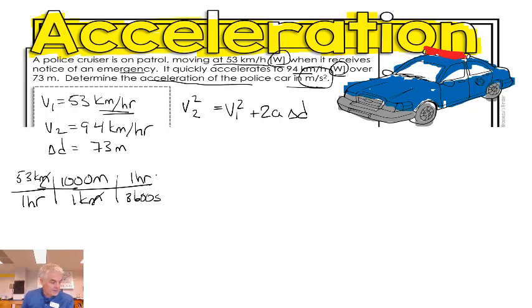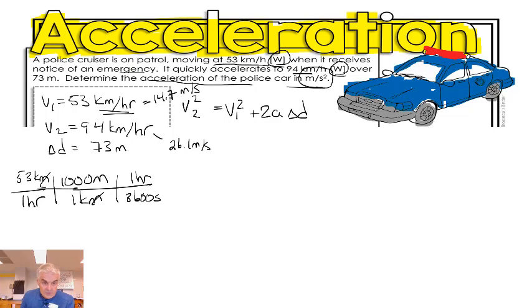So get that on the calculator. When you multiply that whole thing out, you get 14.7 meters per second. And you do the same process for this one. I won't belabor that. If you're going 94 kilometers per hour, that turns out to be 26.1 meters per second. So those are the numbers we're going to plug into our equation.